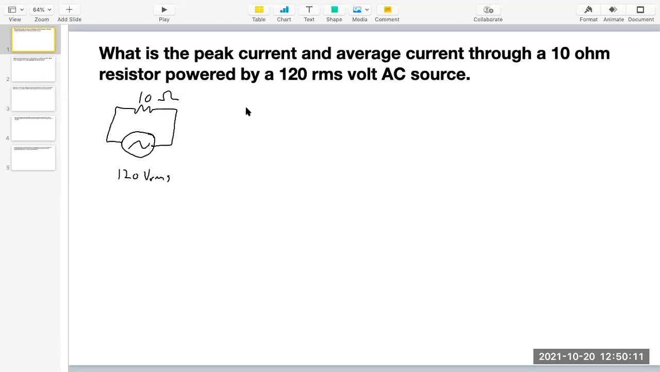So our voltage is our voltage amplitude times the cosine of our angular frequency times time. And the voltage amplitude is √2 times the RMS voltage. So √2 times 120 volts is very close to 170 volts.